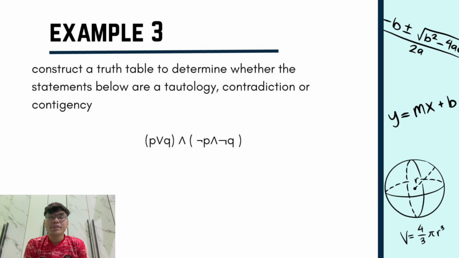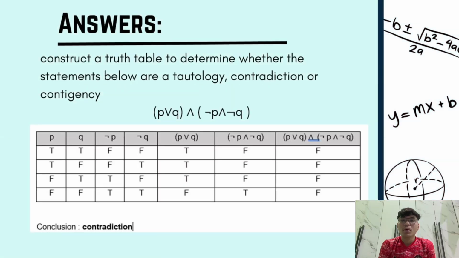So, for the next question, example 3. Construct a truth table to determine whether the statement below is a tautology, contradiction, or contingency. So, the question is (P or Q) and (not P and not Q). So, this is the answer for the question.